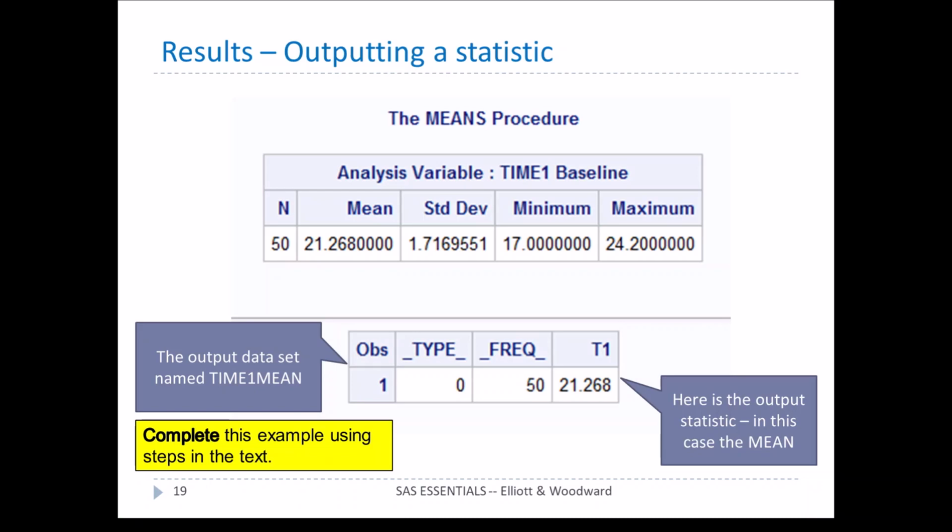In this case, we only had one observation because we only asked for one thing. We have a frequency of 50, and T1 is the name of the variable we created. Now notice T1 is 21.268, and look up at the top table, the mean is 21.268. So it created a new variable called T1 that is the mean of the variable that we created, T1 baseline.